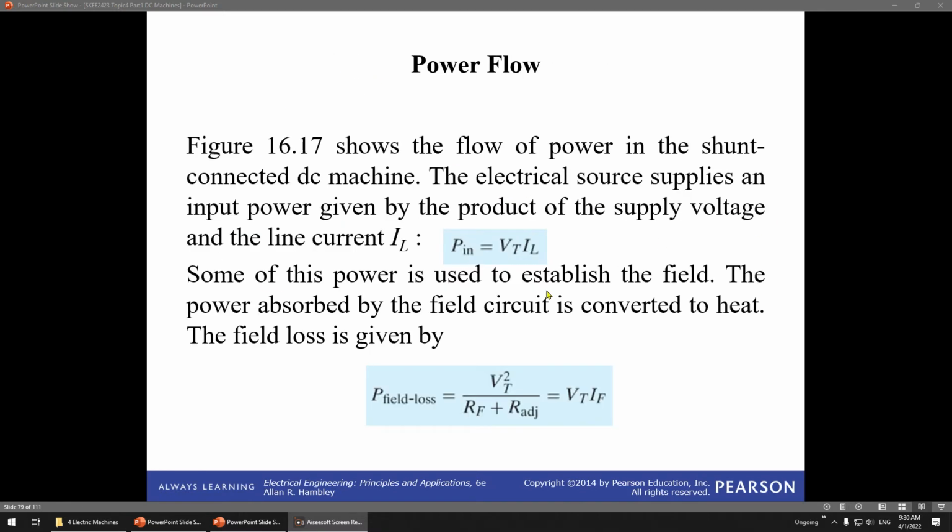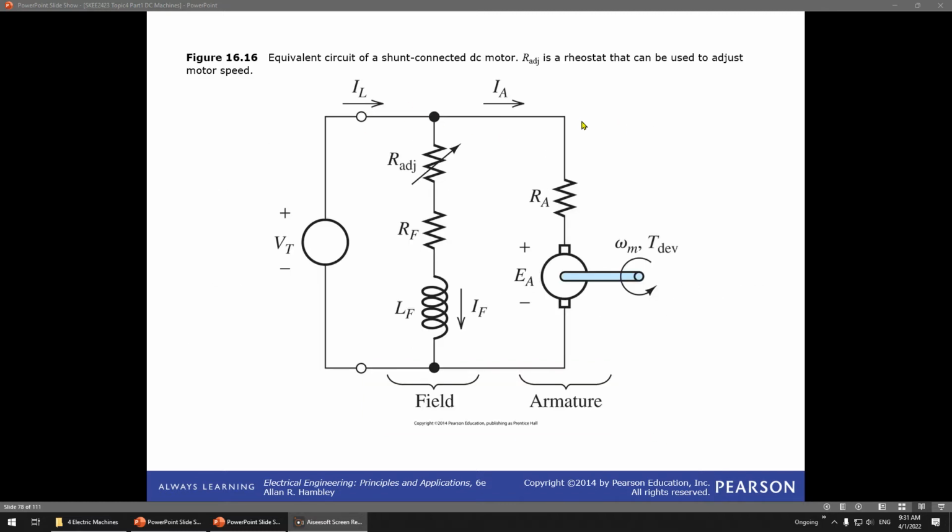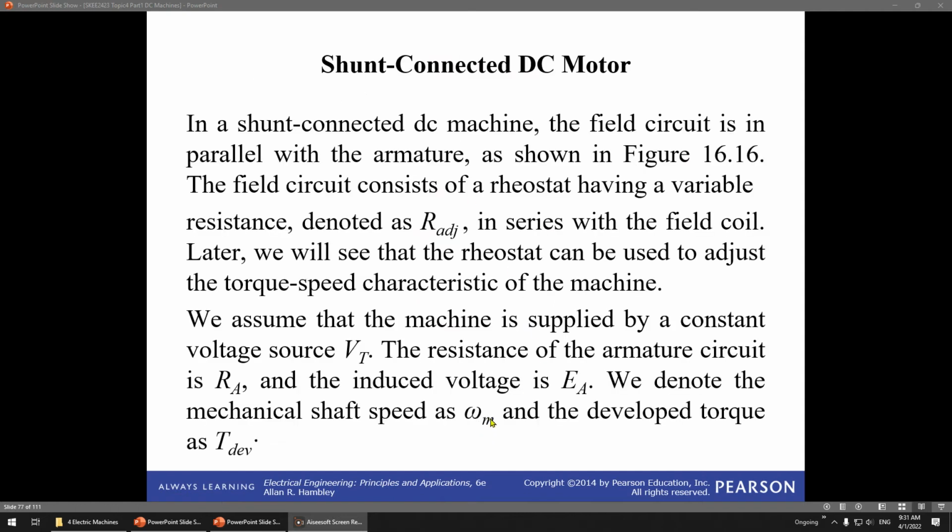Sometimes the power used to establish the field is absorbed by the field current and converted into heat. So the field loss is given by Vt squared divided by Rf, which is Vt If. You can see here, all the energy goes here, and most of the output is here. When you add a resistance here, it becomes losses. This is not the output, because the field is just to create the magnetic field, so it becomes losses.